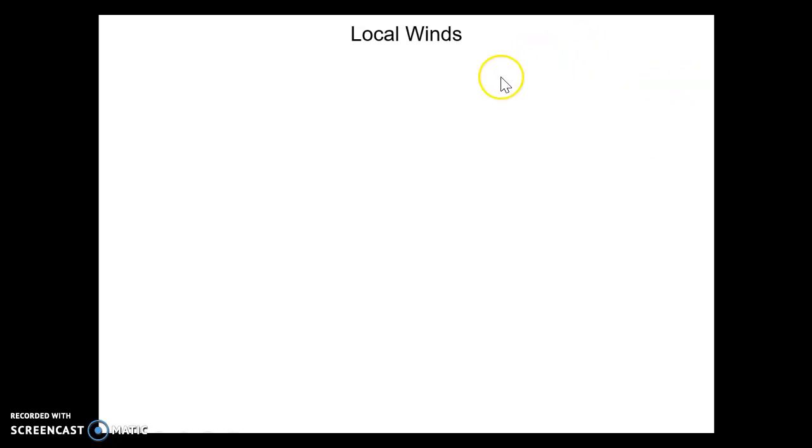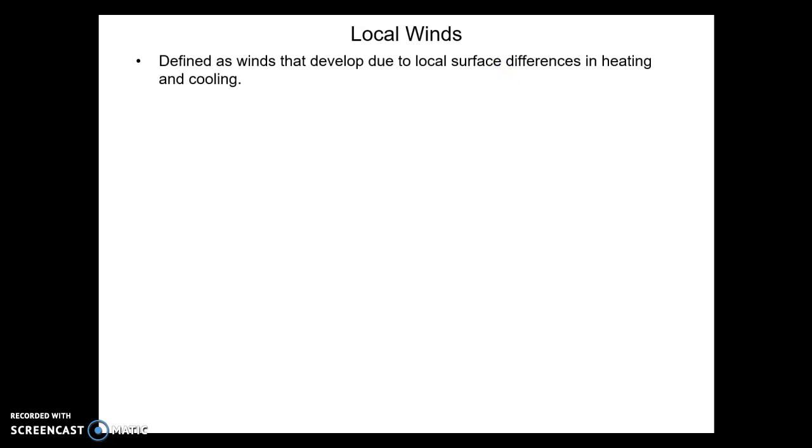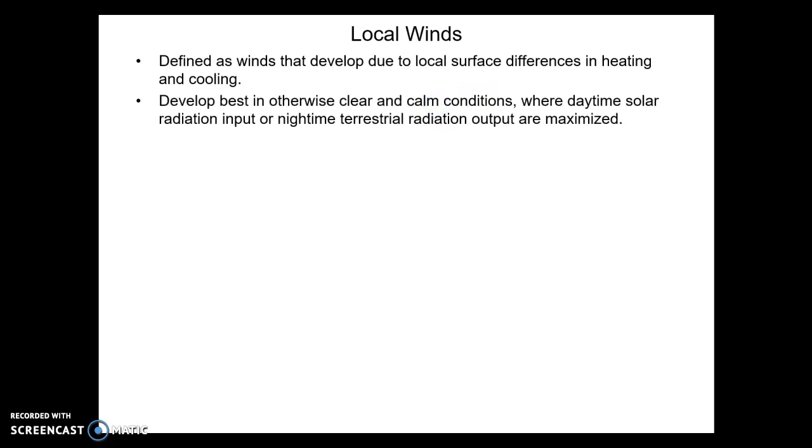And so local winds are not the big, global scale winds, the westerlies, the trade winds, the polar easterlies, none of that. These are winds that are generated in smaller areas. And so they're defined as winds that develop due to local surface differences in heating and cooling. And they develop best in otherwise clear and calm conditions where daytime solar radiation input or nighttime terrestrial radiation output are maximized.